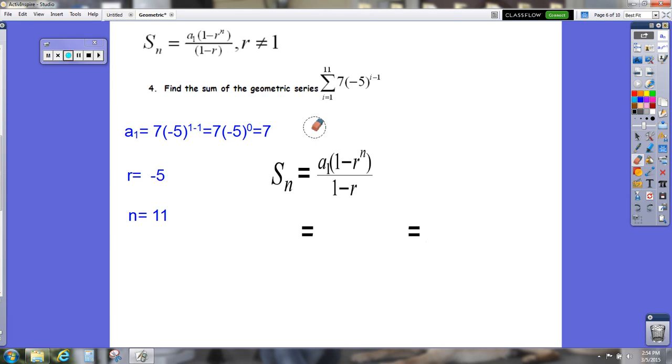All right, we need to be really careful because our ratio is negative here. So be really careful when you put this in. I'm going to put parentheses. Anytime I plug in something with a negative, I'm going to put parentheses around it.